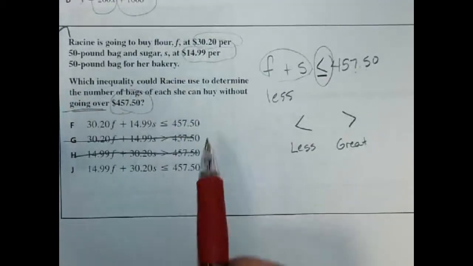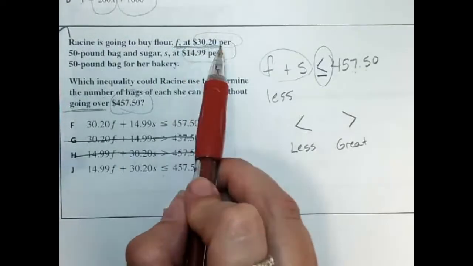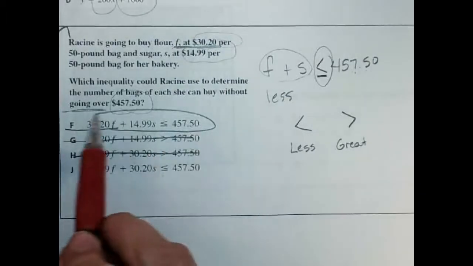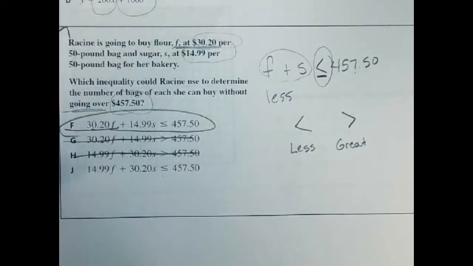Well, let's look back up here. It says the flour is 30.2. Oh, well, that's this one right here. That's the 30.2. This one has the flour matched up with the right one, so it's definitely that answer.